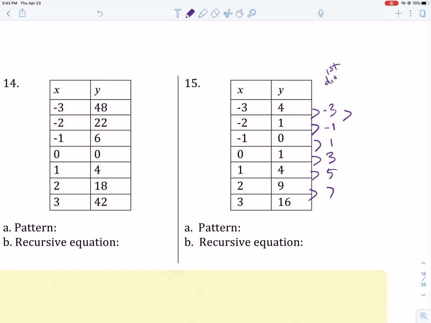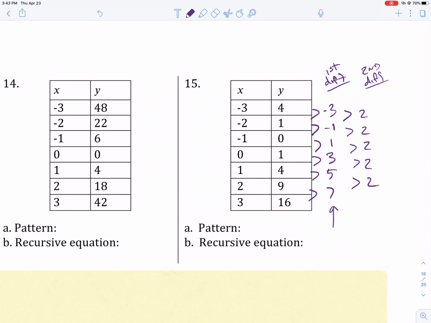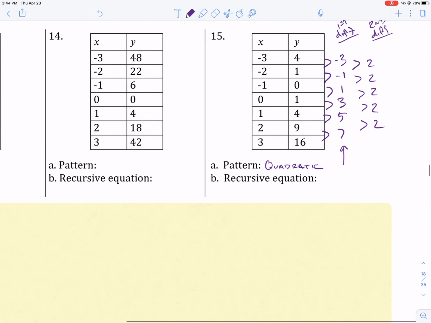but if you notice, this is the first difference. If you notice the second difference, you will find a constant difference of 2 each time there. So we know that the first difference is linear, and then we know that this is a quadratic equation. Quadratic. So let's look at the recursive equation.